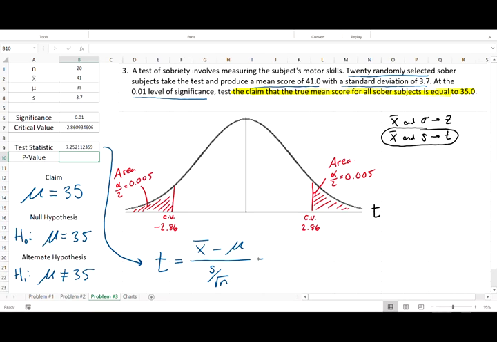Okay, so we get a t of about positive 7.25. So that's way over here. The test statistic is 7.25. So the test statistic is in the critical region, so we reject the null hypothesis.